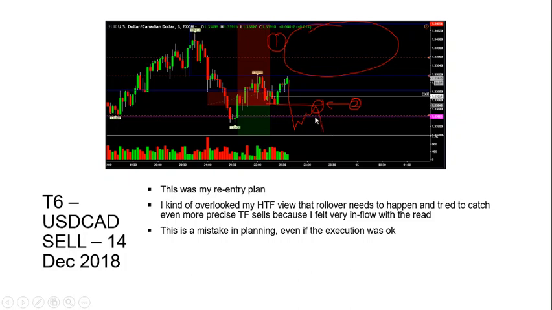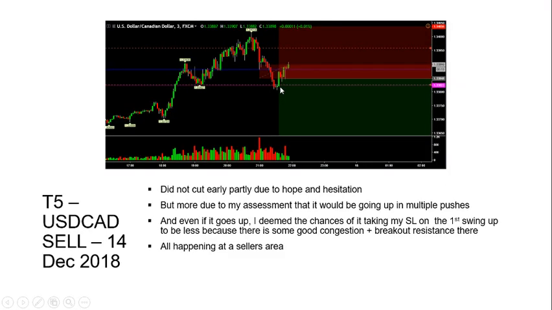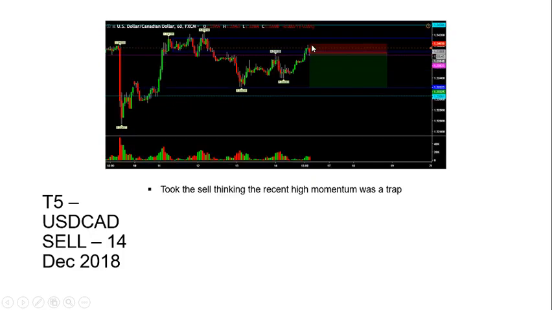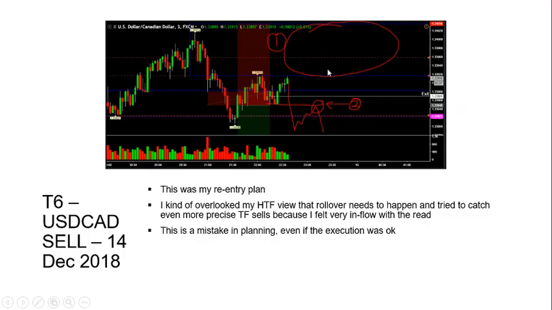Of course, this was my re-entry plan, but I still kind of overlooked the fact that from the higher time frame perspective, this probably needs a little bit more time to roll over, right? This shows that I was still in the zone of the first trade, just looking for a better price to basically enter the first trade, which I think was a slight mistake in planning because I didn't zoom out. But execution-wise it was okay, because there's nothing to really stop me from taking the sells, at least on this scale, even though it's not exactly within my plan of trading 3-minute setups exclusively.